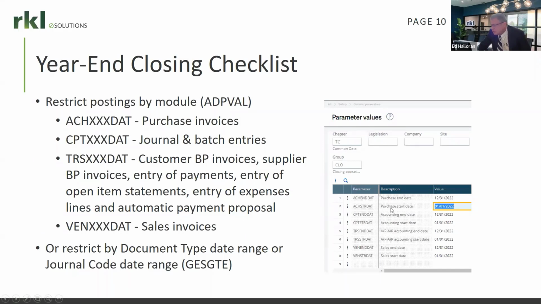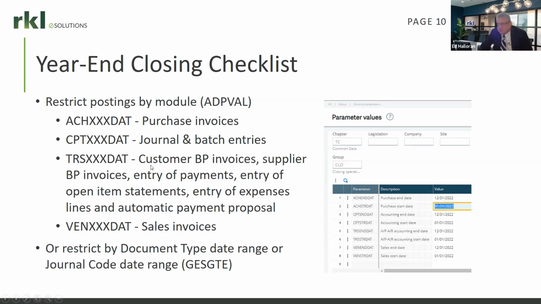So the ACH parameters have a start and end date. In this case, if it is January 1st and you don't want people backdating purchase invoices, then you would set it to 1/1/22 to 12/31/22, and they would only be able to enter invoices within these date ranges. So the ACH applies to purchase invoices. The CPT applies to journal entries and batch entries if you're using them. Batch entry is just a way of doing multiple journal entries at once.